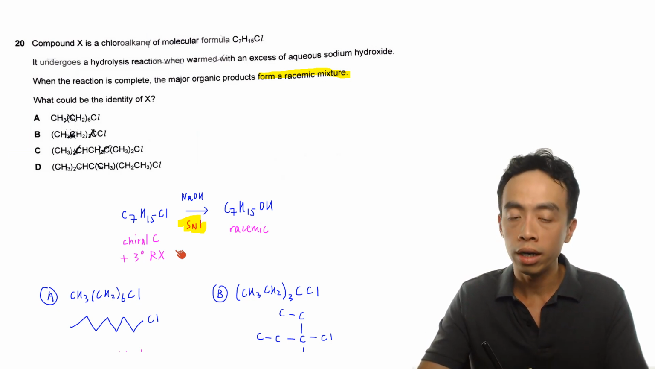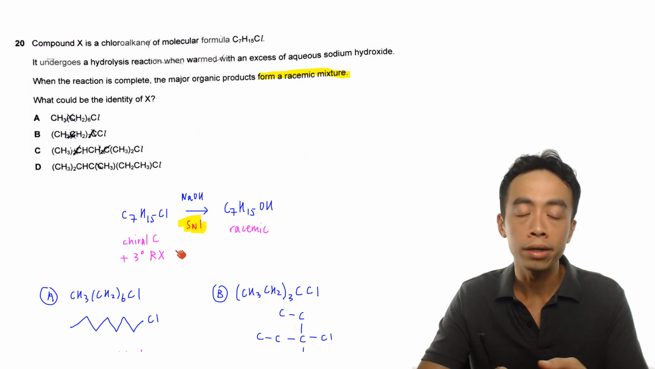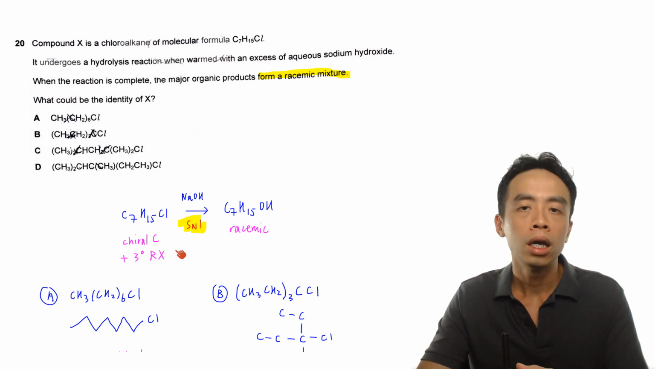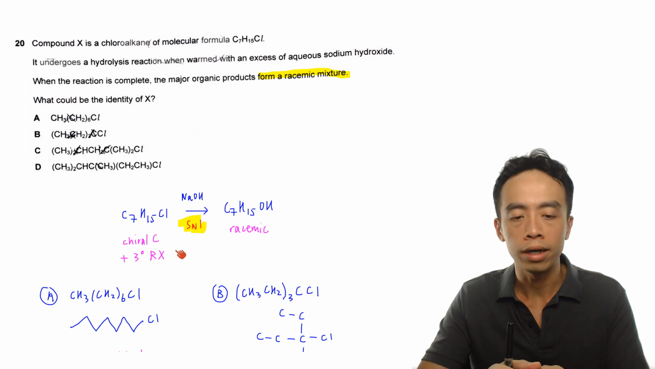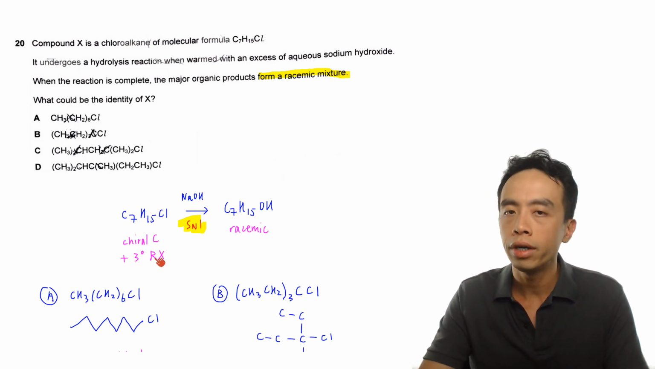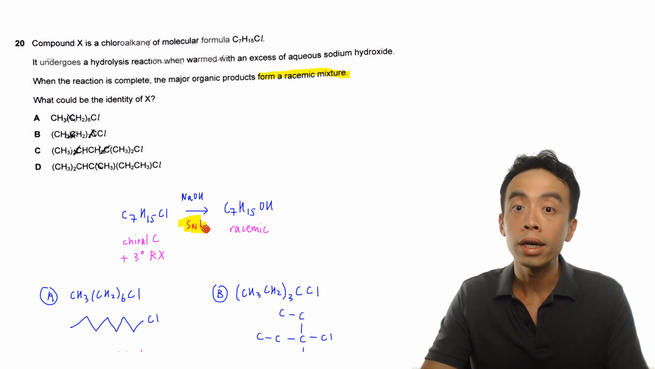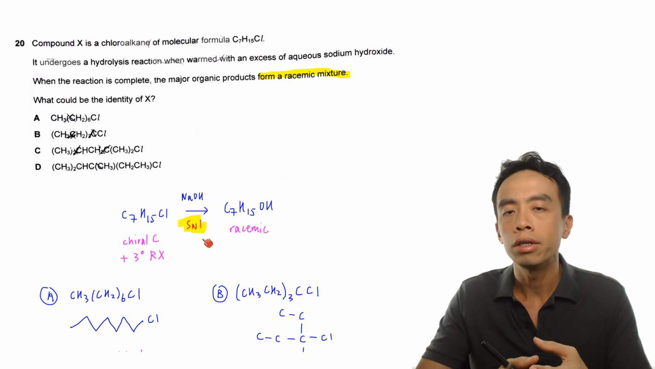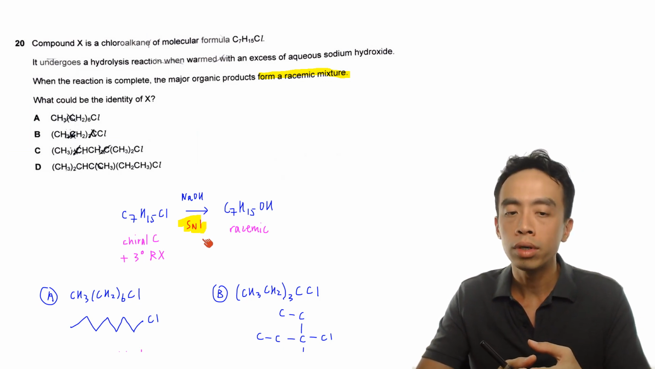If it is a primary halide, it will favor SN2 mechanism. If it is a tertiary halide, it will favor SN1 mechanism. Again, we are not going into detail, but in general, if I have a tertiary halide, then it will favor SN1 mechanism, because SN1 mechanism is a two-step mechanism. The first step is to form a carbocation.